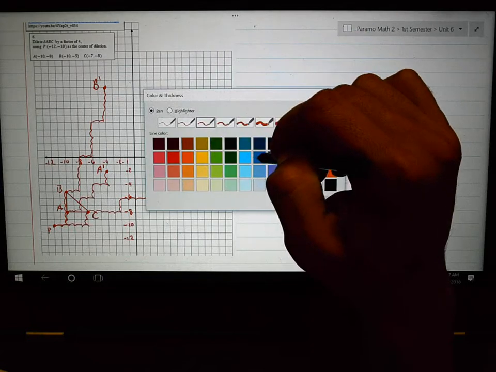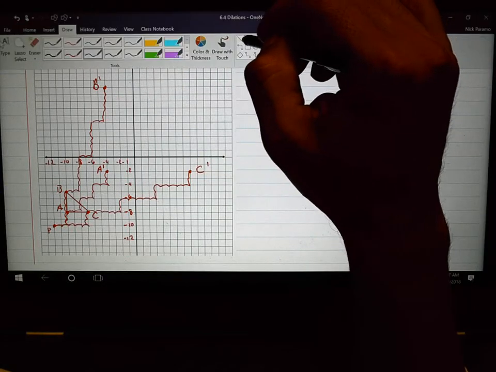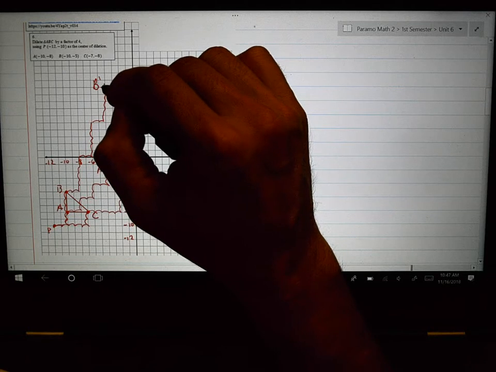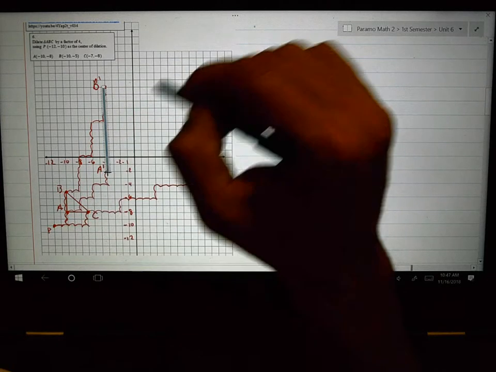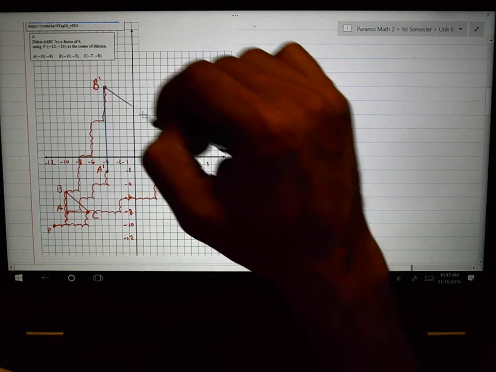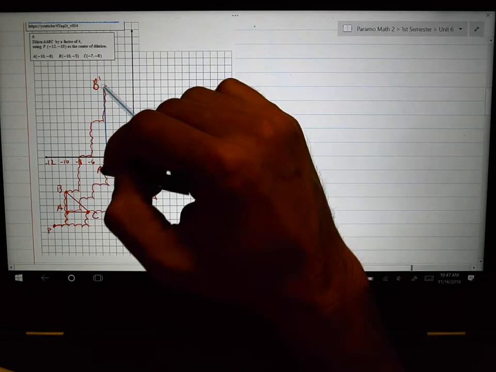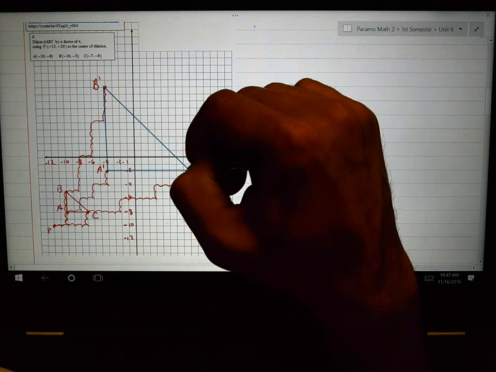I'm going to switch over to blue, and then I'm going to connect my dots from B prime to A prime, from B prime to C, and from A prime to C prime.